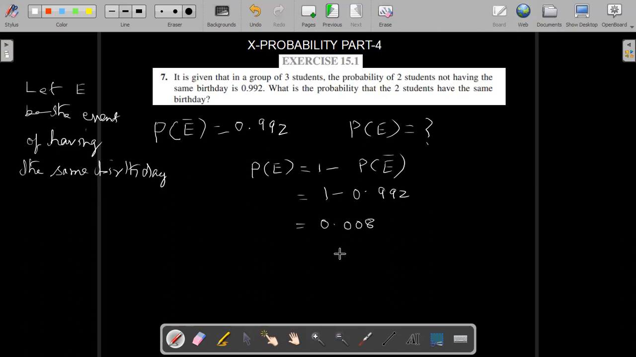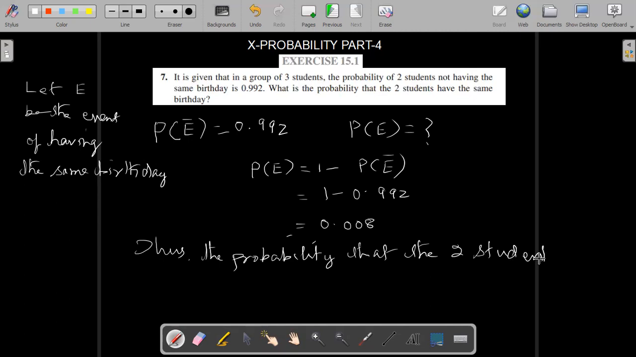So the probability of 2 students having the same birthday is thus 0.008. Okay, got it.